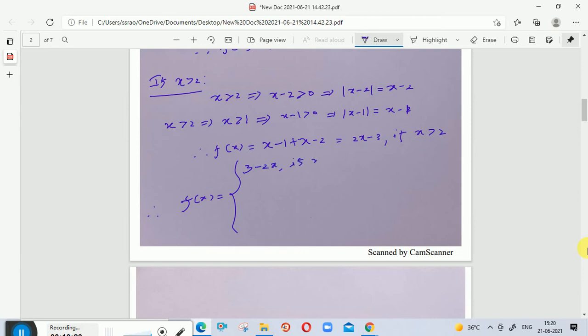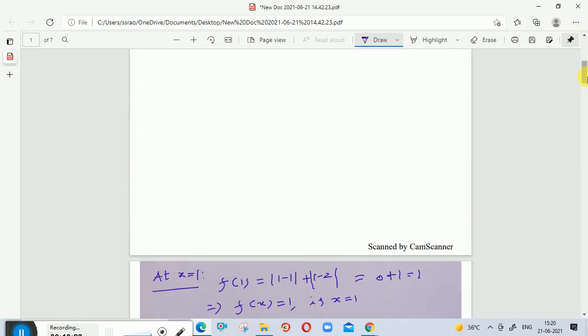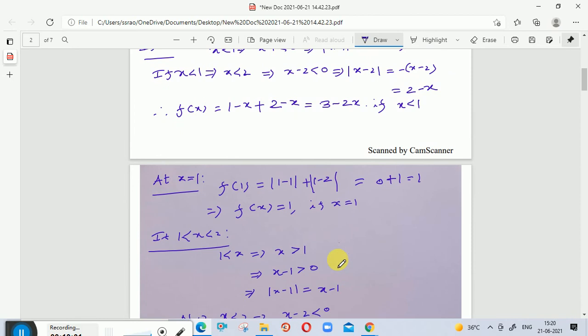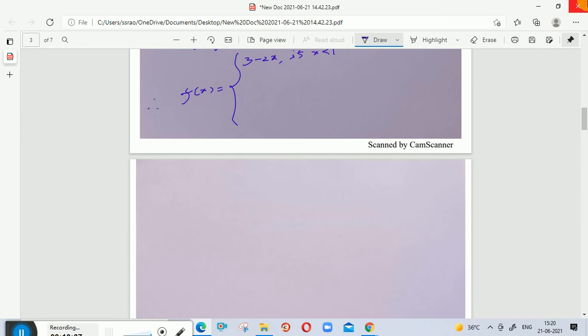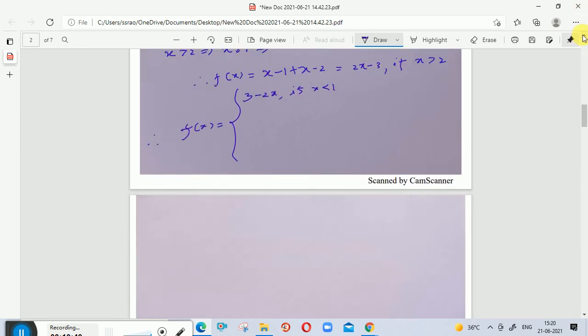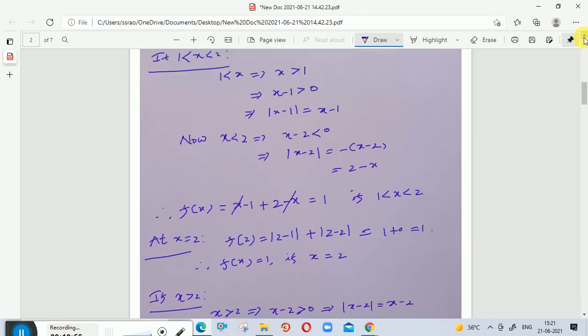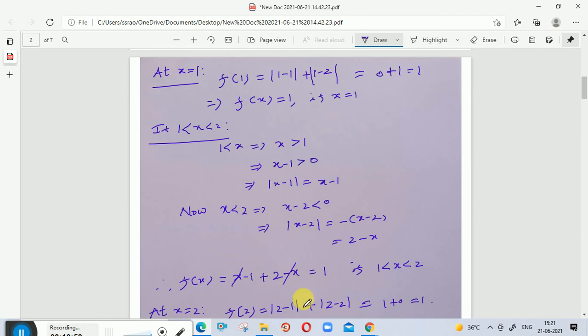If x is less than 1, okay, if x is equal to 1, f of x is equal to 1. Okay, if 1 is less than x is less than 2, f of x is 1.